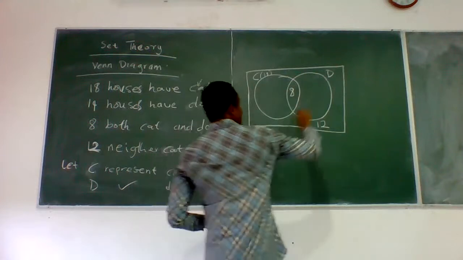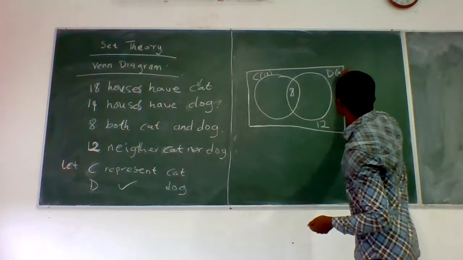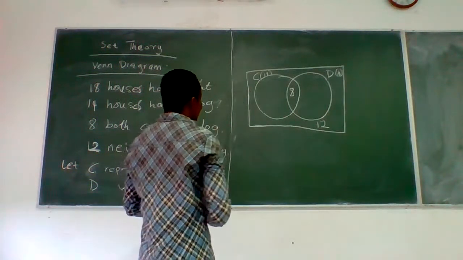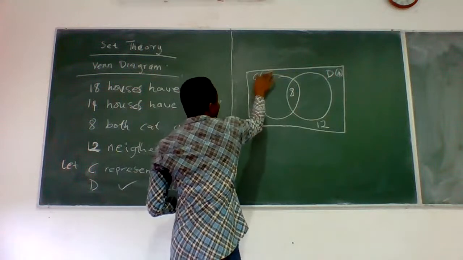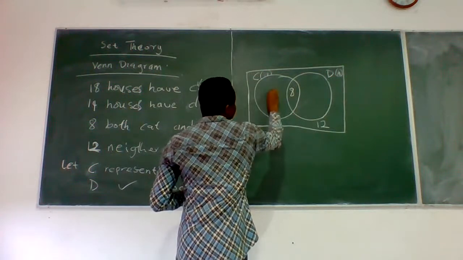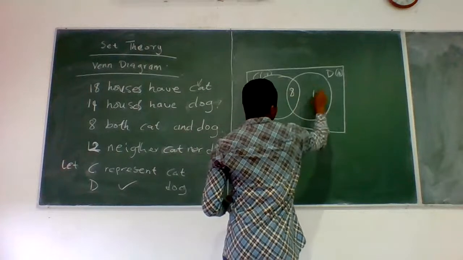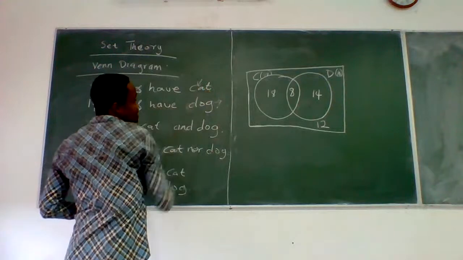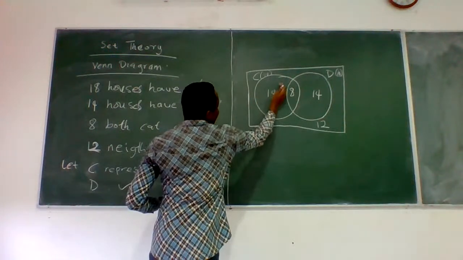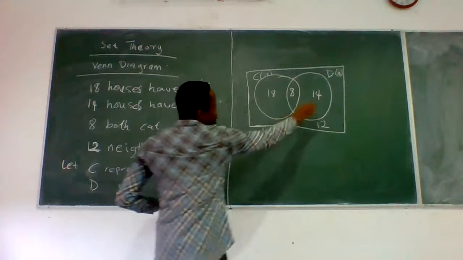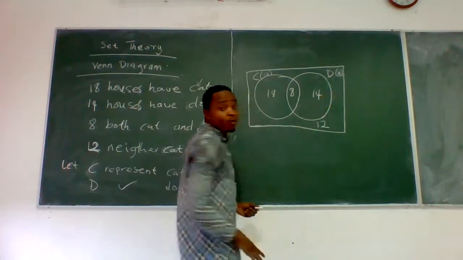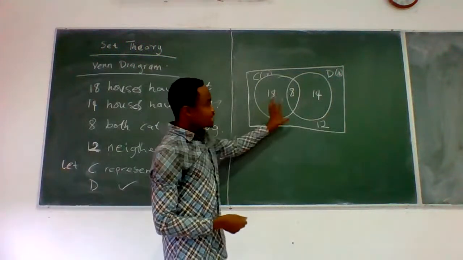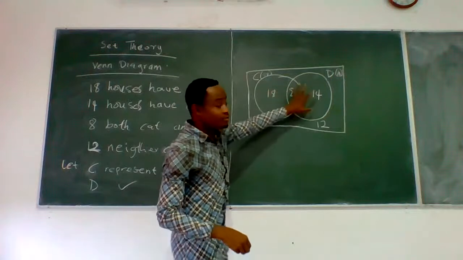And then this place is 14. So we want to find the houses. If you don't know this, this is 18, this is 14. Houses with cats only. This is a house with cats only. So this place means houses with cats only. This place means houses with what? Only dogs. So this is how you can represent this on your Venn diagram.